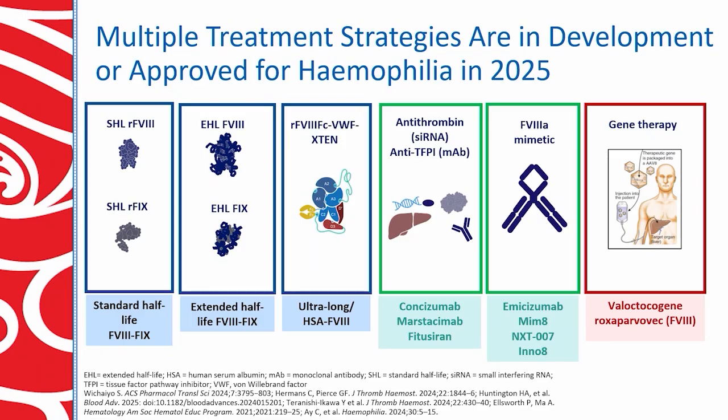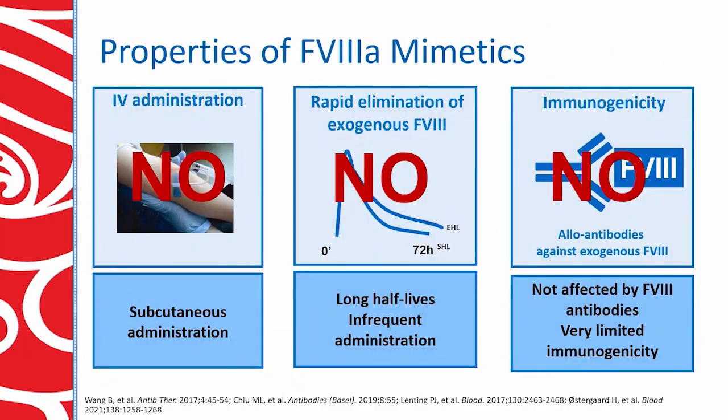We have the rebalancing therapies. Concizumab and marstacimab have recently been licensed for inhibitor and non-inhibitor patients respectively. They are anti-TFPI antibodies. And then we have fitusiran, which is very close to licensure, a small interfering RNA targeting antithrombin, which can be used in hemophilia A and B as well.